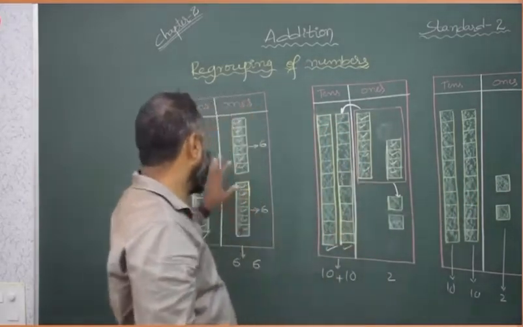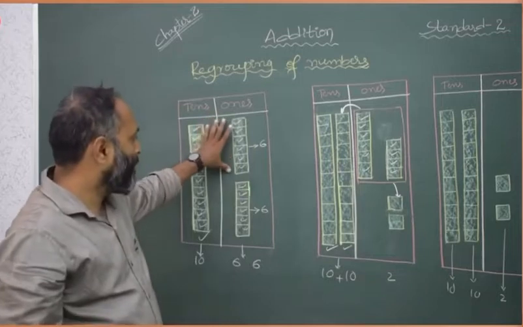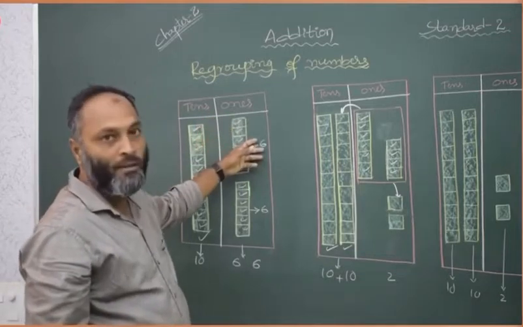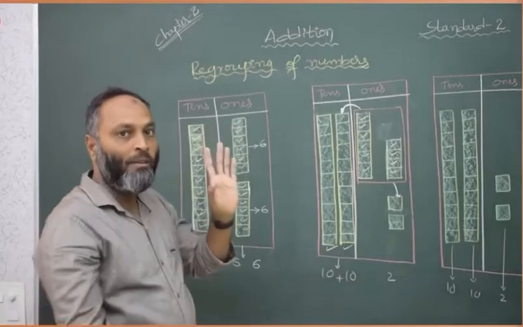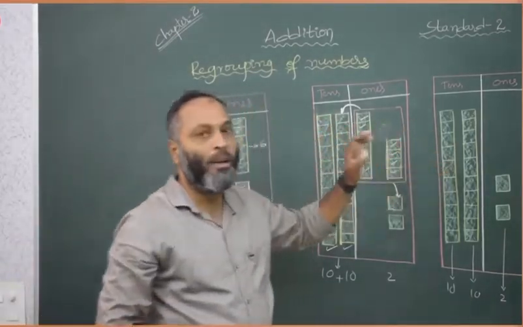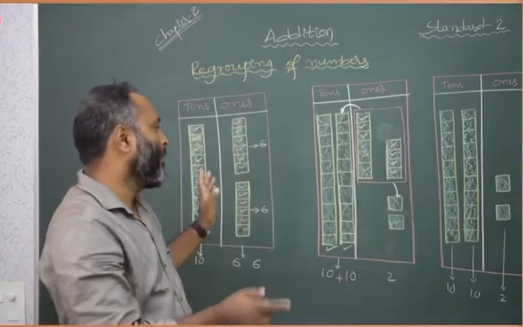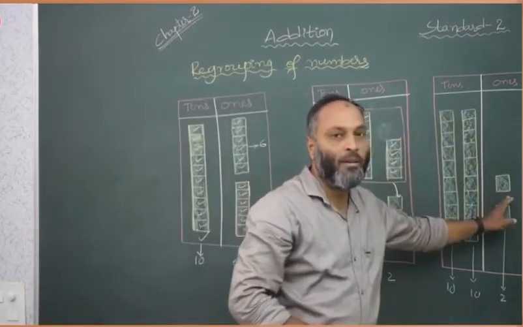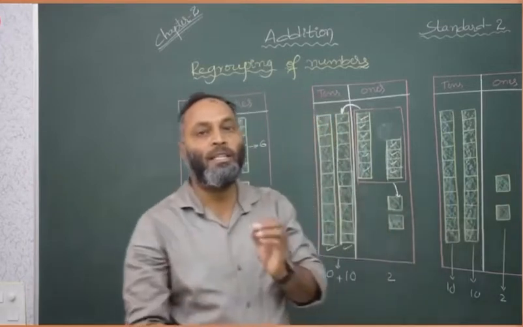Whenever in the ones place there are more than 10 sub blocks, we have to make one big block, that 10 block, and we prepare like this. Whatever blocks are left after preparing a big block, we keep here. This is the procedure for regrouping the numbers.